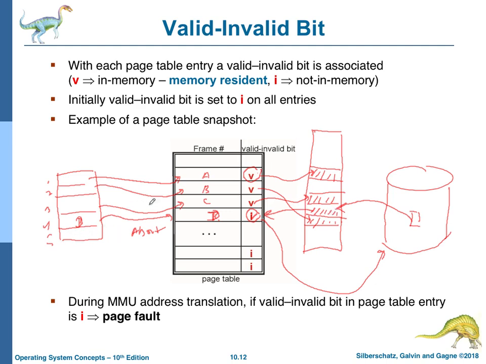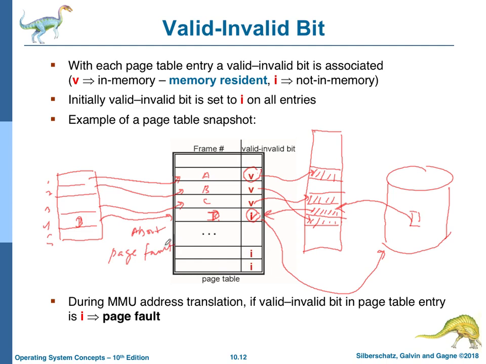If next time we'll need this D page, then we know that it's a valid page. So this is what the valid and invalid bit helps us do: locate the pages available in the main memory. Now, when we requested the D page and it was not available, then there is a page fault.